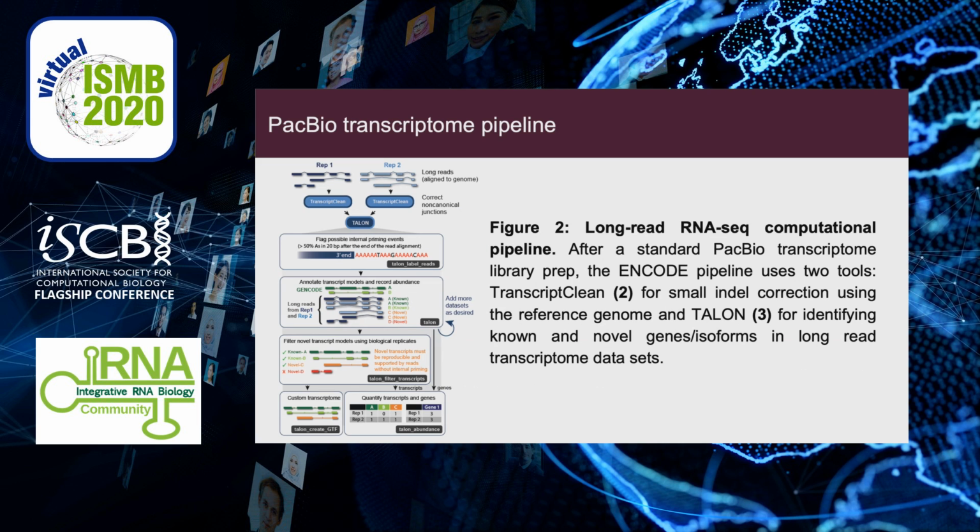I then processed the data using the ENCODE long-read RNA processing pipeline that we developed in our lab, called TALON. TALON assigns each long read a transcript identity. Novel transcript models are then filtered for those that are highly reproducible and do not exhibit internal priming. Finally, TALON generates a transcriptome for each dataset and quantifies transcripts.